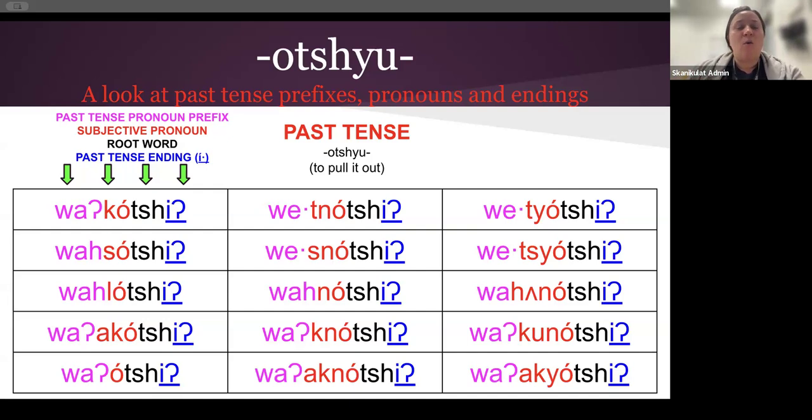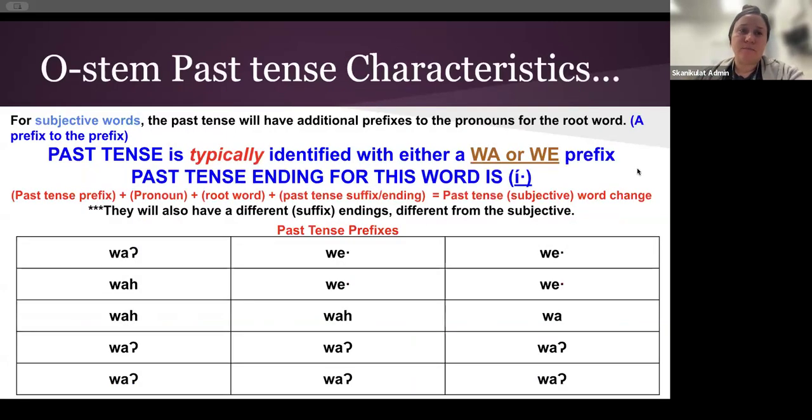So we have wa, wa, wa, wa, wa for all of the prefixes for the past tense in the first column. And then we have way, wa, wa, wa in the second column as the tense prefix. And then in the third column, we have way, wa, wa, wa. And note the slight changes to some of the pronouns in red. And then the ending.